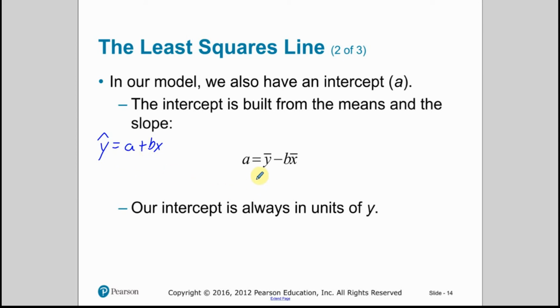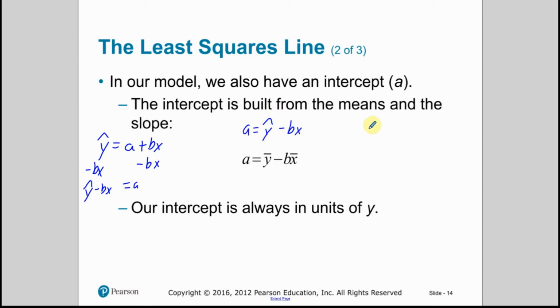So what they've done to get this formula is they subtracted bx from both sides, and get y hat minus bx equals a, or a equals y hat minus bx. So assuming that we've already calculated b using the formula on the previous slides, we now need something to put in place of y and x to solve for a.